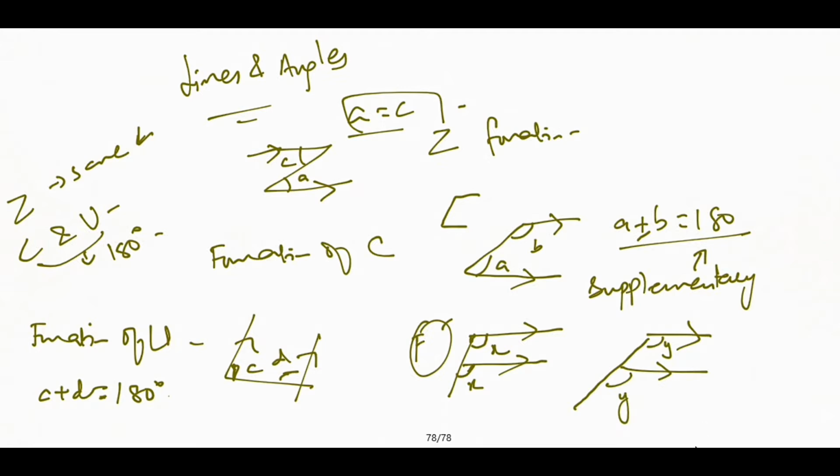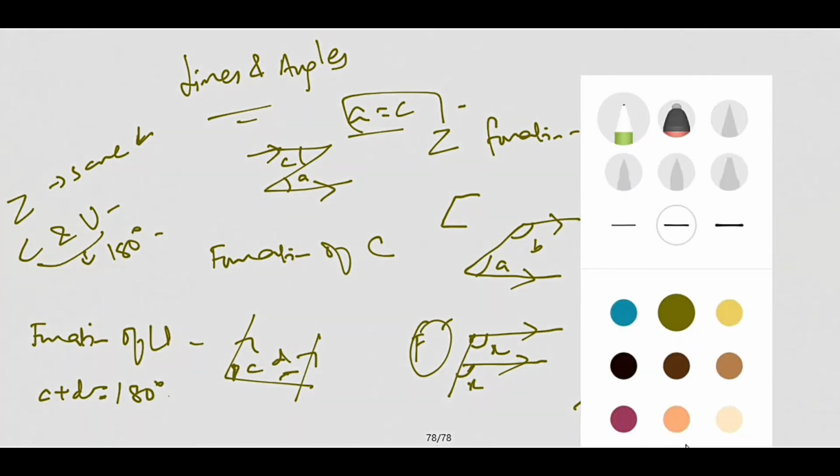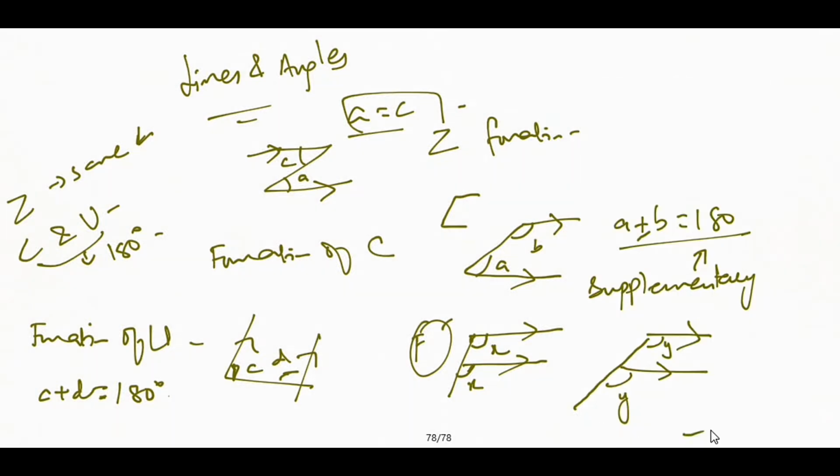Another form of F would be an F that is lying down. This one, this one. If this is Z, this is Z, right? So angles that form F, angles are equal. If this is X, this is X. If this is Y, this is Y. If this is Z, this is Z. It can be in any form.